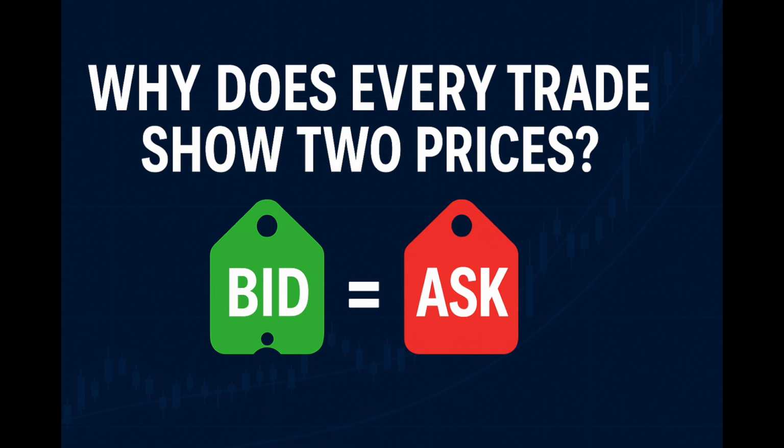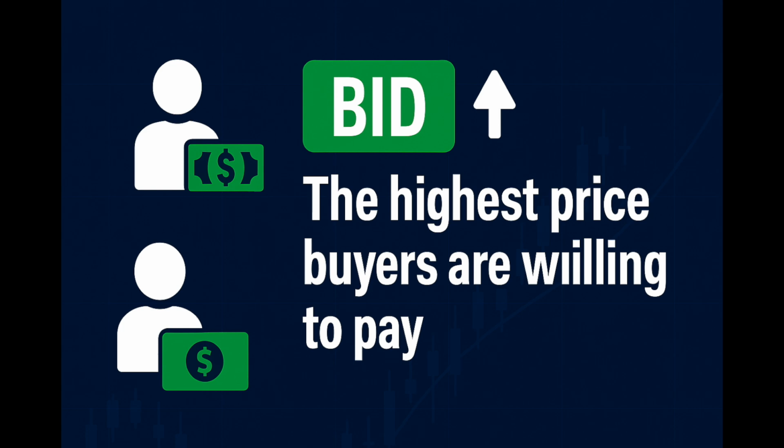Why does every trade show two prices instead of one? That's because of something called the bid and the ask. Let's break it down in under 2 minutes.